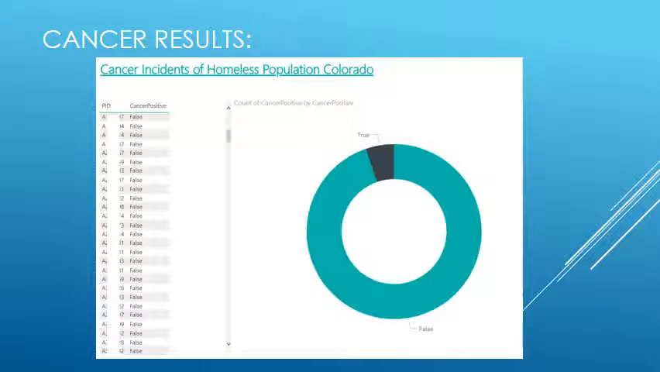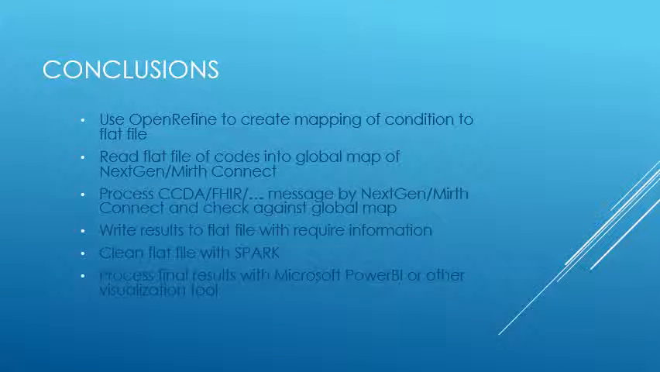But that can all be automated very easily using Mirth Connect. So once you have that flat file, it basically had to be cleaned and then processed by Microsoft Power BI. Overall, I basically used OpenRefine to create the mapping of the condition for the flat file. So OpenRefine was used to map the cancer codes, ICD-10, SNOMED, and LOINC codes, to the actual description. And then it got processed through Power BI.